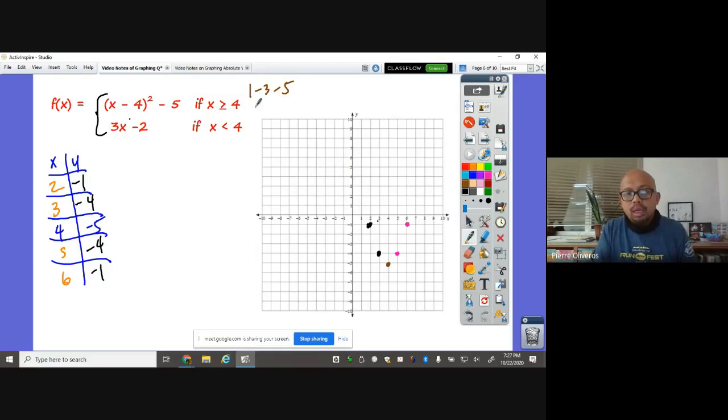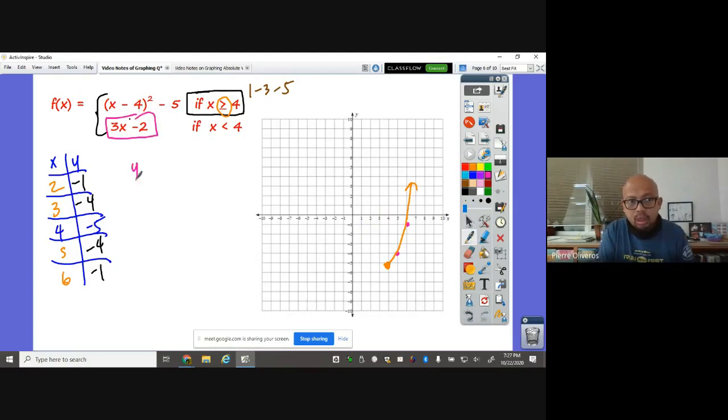Okay. So anyway, that's the graph of our (x - 4)² - 5, but we will only accept everything greater than or equal to 4. Where's 4? 4 is right here. So we will only accept this wing, this portion of the parabola, and that's closed. So this one is solid, and I am going to erase this portion here. Okay. Now let's do the next one here.